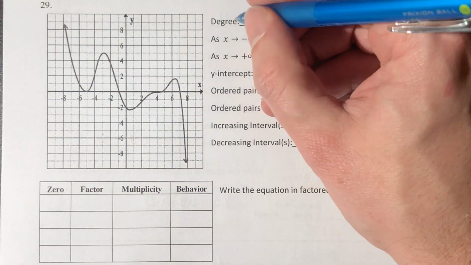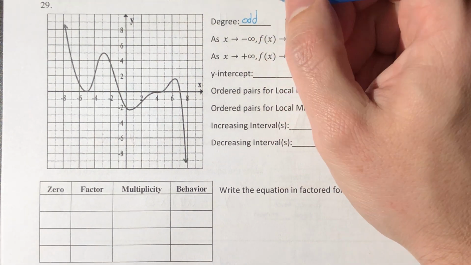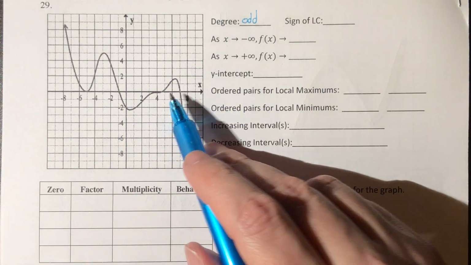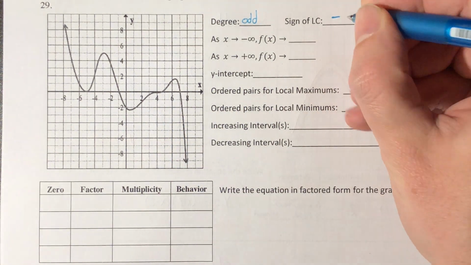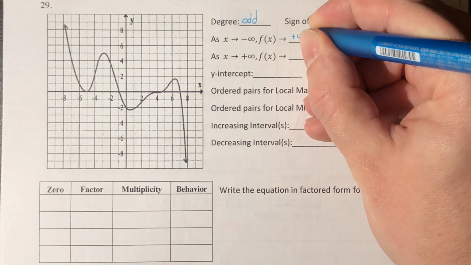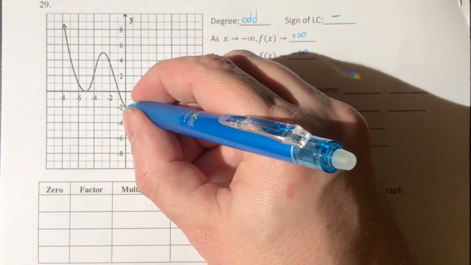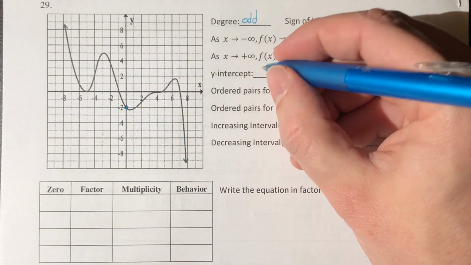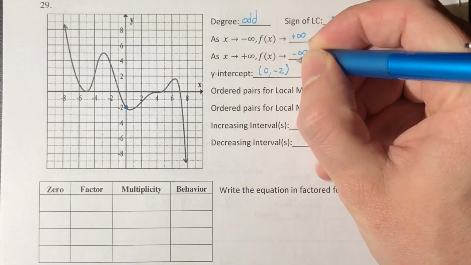My arrows are going in opposite directions, so this is an odd degree. The sign of my leading coefficient, as it goes right, it's going down, so it needs to be negative. This one's going to be going to positive infinity. This one's going to negative infinity. My y-intercept happens right here at -2, so it's at the point (0, -2).